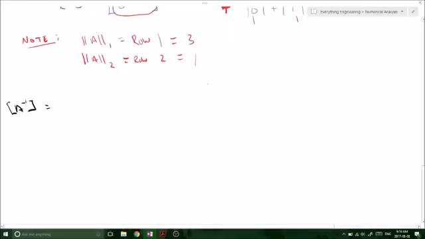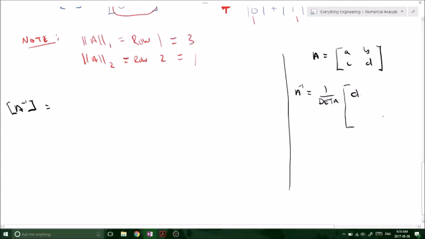So maybe we'll go a little side note here. If we have a matrix A, to find the inverse, we divide it by the determinant of A, and then we swap the diagonals, and we throw a negative in front of the B and C values. And then this is the inverse of matrix A.